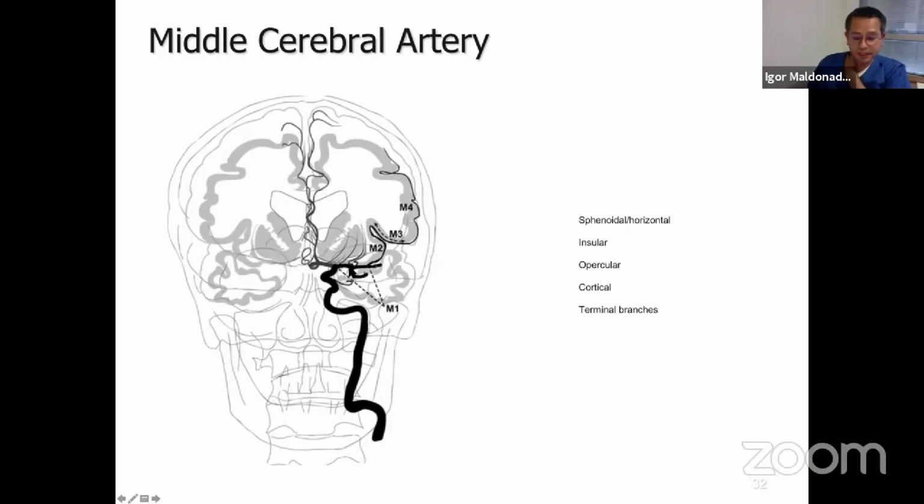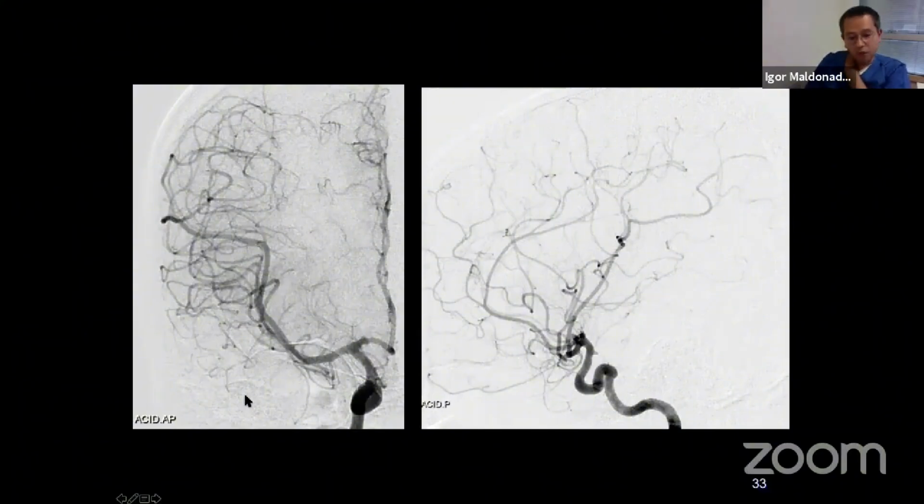For the middle cerebral artery, same thing, Fisher classification. So M1 is the horizontal portion, the sphenoidal portion. So it's not only up to the bifurcation, it's really the sphenoidal portion. So it means that if you have an early bifurcation with a very short trunk, it is still M1. So M2 is the insular portion, and then you have this very closed curve, and then you have opercular, cortical, and terminal branches. So what is interesting to see, for all of those branches, not only the middle cerebral artery, is to try to see the anatomy behind the vessels, not only the vessel.